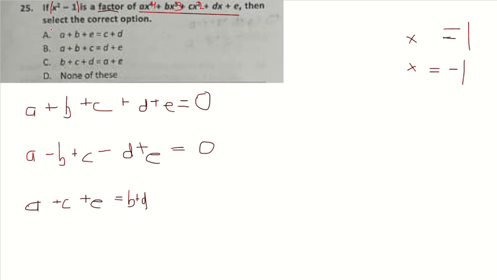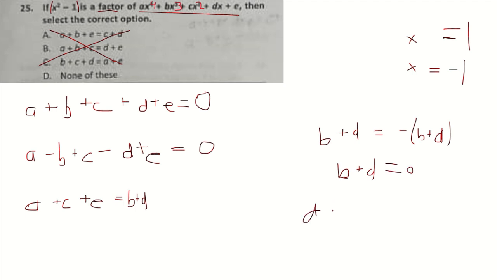But this is not there in the options, and there is nothing else we can infer from just this much data. We can just infer that plus b minus d doesn't make a difference. So b plus d is equal to negative of b plus d, which is minus b minus d, and therefore b plus d is equal to 0. And same for this, a plus c plus e is equal to 0. But there's nothing we can infer from this. So the answer is option D, none of these.